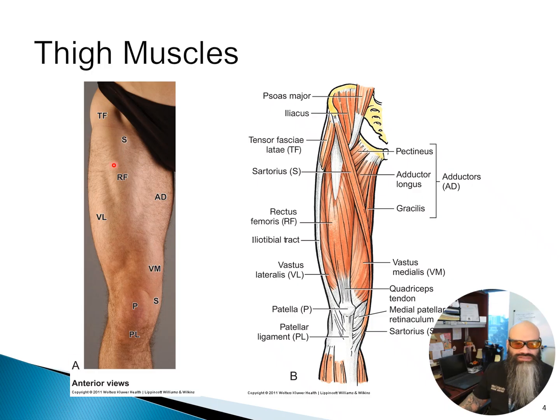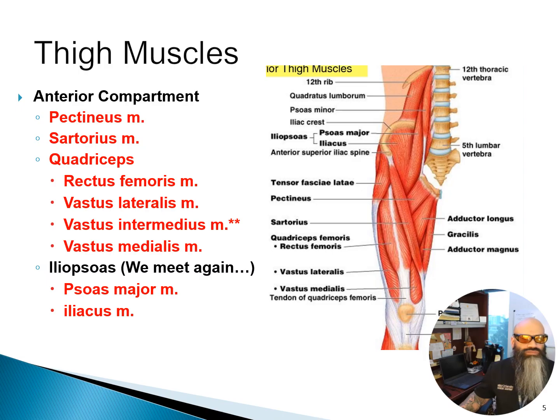Correspond these surface anatomy findings to these anatomical diagrammatic drawings here as well. Thigh muscles, anterior compartment. When discussing the muscles in the lower extremity, we want to compartmentalize these muscles. The anterior compartment consists of the following muscles you see here in red.